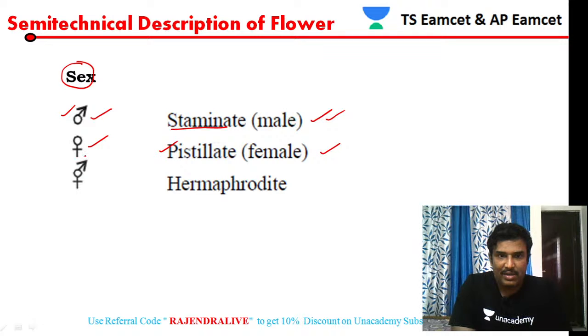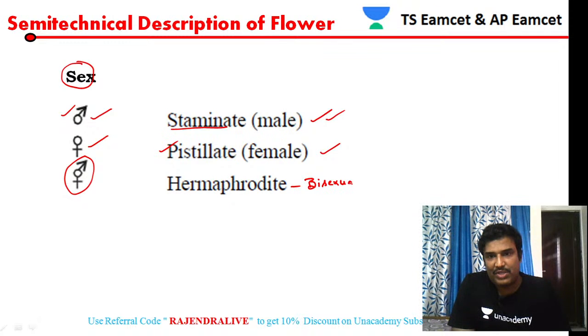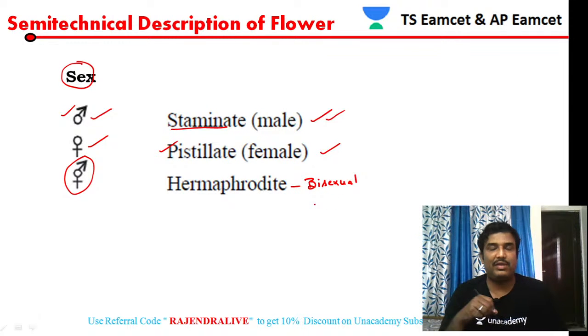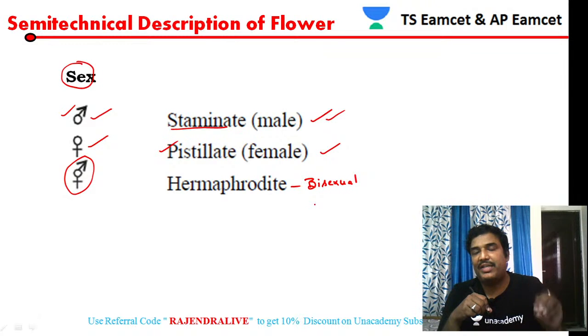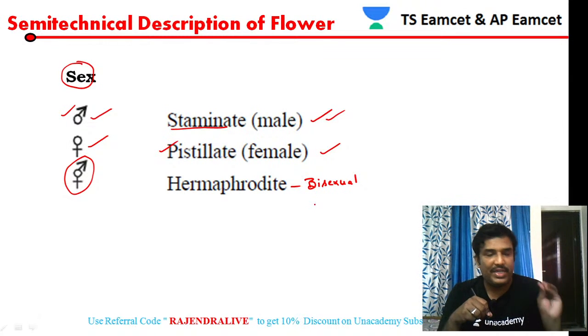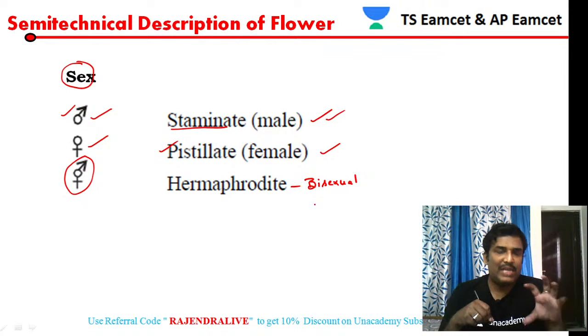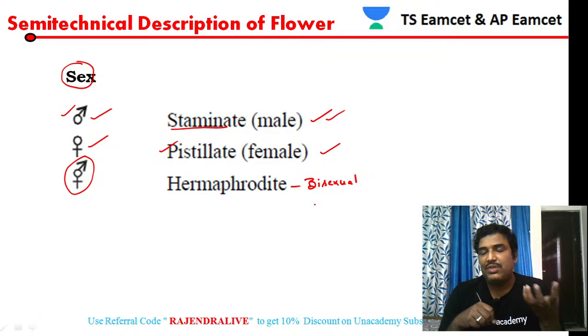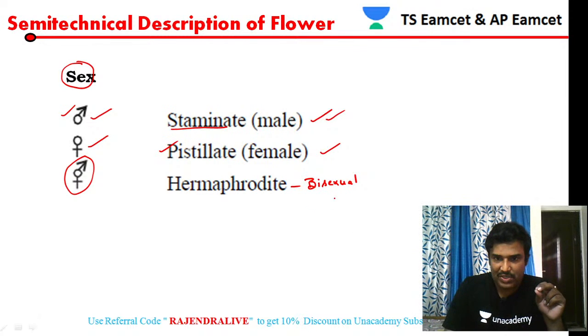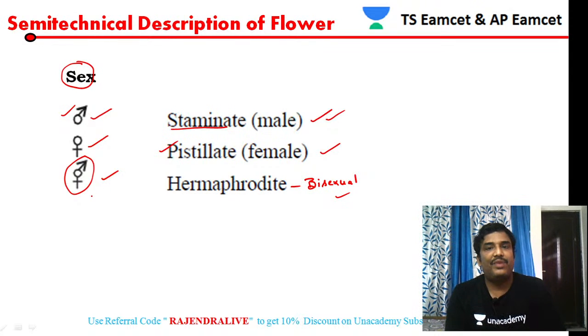This particular symbol indicates the flower is bisexual. A typical bisexual flower has both androecium and gynoecium. Such types of flowers are considered bisexual. It is also called hermaphrodite. Of course, generally the term hermaphrodite is used in animals also, but here we have to use the term bisexual. So this particular symbol shows that it is a bisexual flower.